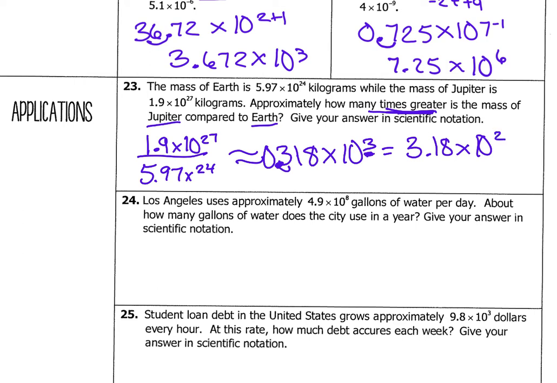And then what do we label it as? That's how many times greater? Kilograms? No, it's how many times. So it does not need a unit, that's how many times. It's 3.18 times 10 to the second times greater. Times. It's not kilograms. It's that many times as many kilograms.